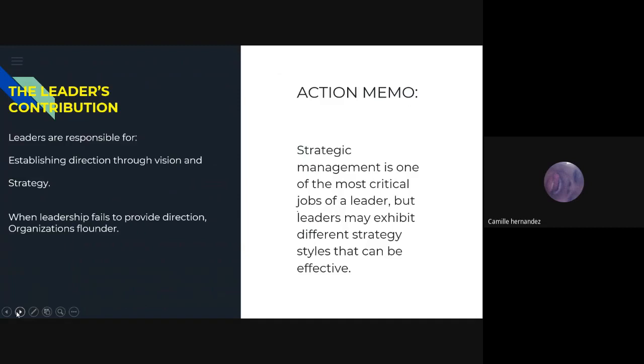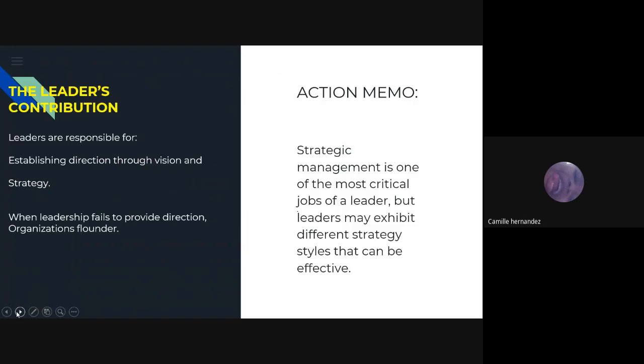So, the leader's contribution. Leaders are responsible for establishing direction through vision and strategy. When leadership fails to provide direction, organizations flounder. And they have like a little action plan on the side, which is that strategic management is one of the most critical jobs of a leader.